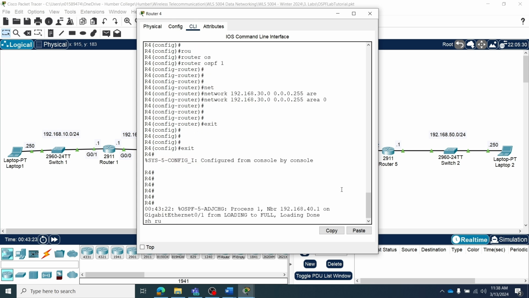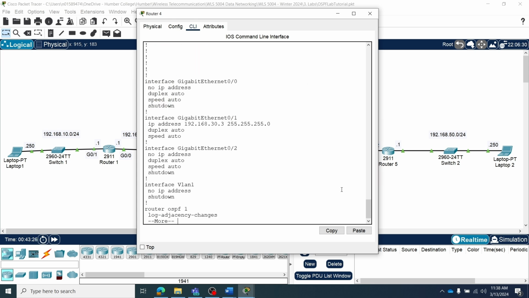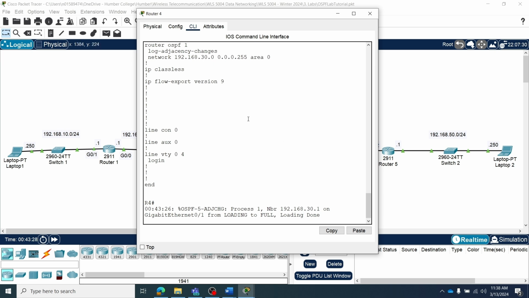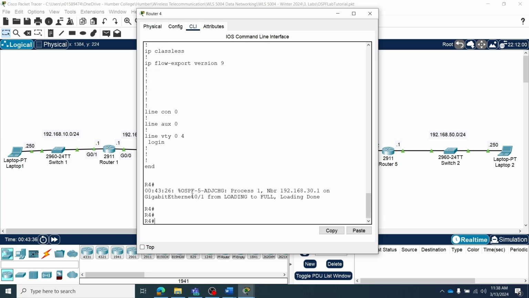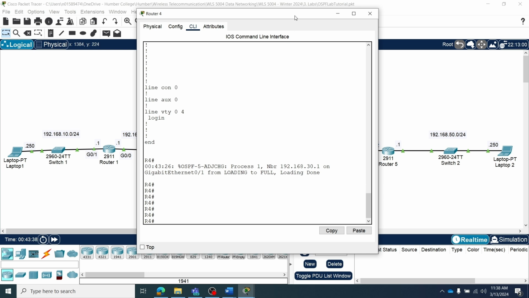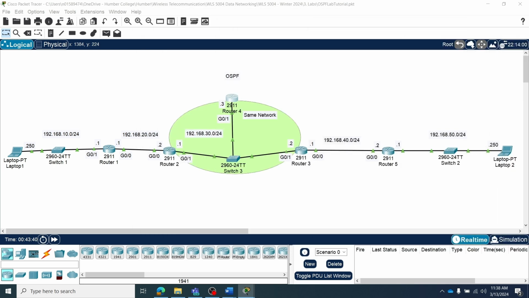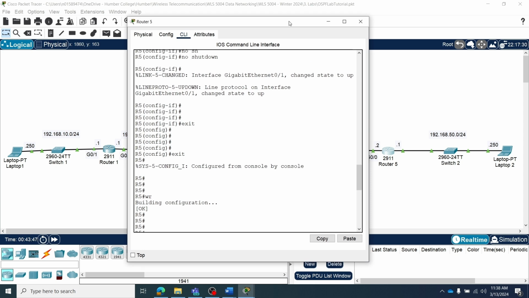Now we can see show running configuration. So we have configured OSPF with this network, the 30 network. So router 4's configuration is done. Now let's configure the last router, which is router number 5.